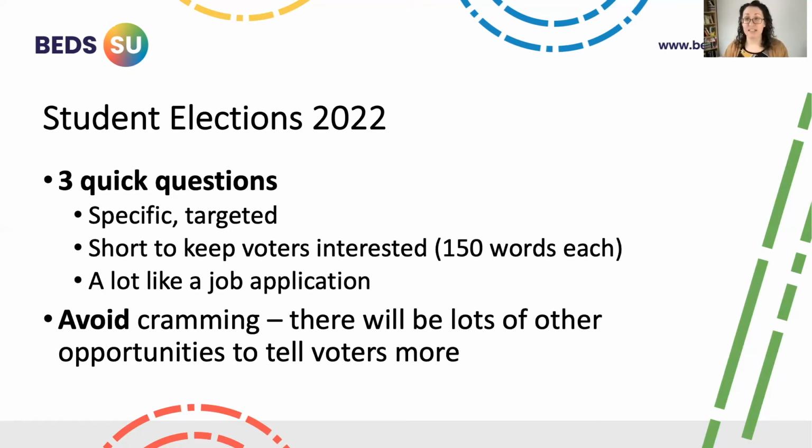They're designed to be specific and targeted, and they're meant to be short to keep voters interested. So you'll only have 150 words to answer each of the following questions. It's going to look a lot like a job application when you go through the process, but I do urge you to avoid cramming too much into those 150 words. You're going to have loads of opportunities to talk to voters about what you bring to the table. So try not to put too much into these and make it as neat and as targeted as possible.